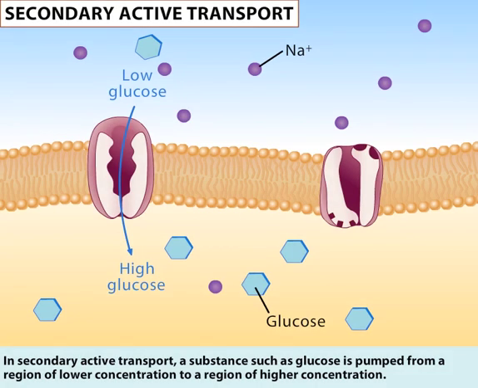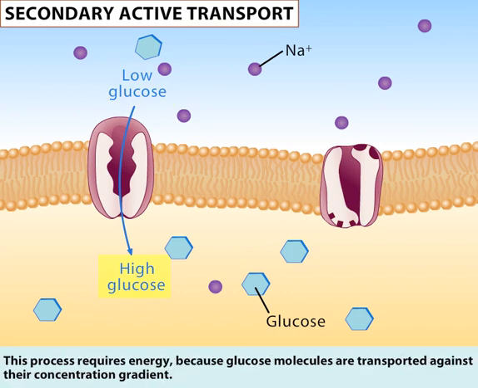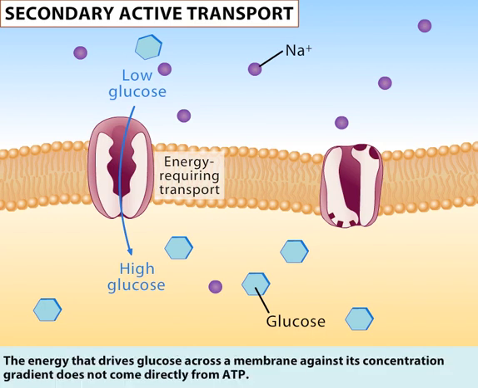In secondary active transport, a substance such as glucose is pumped from a region of lower concentration to a region of higher concentration. This process requires energy because glucose molecules are transported against their concentration gradient. The energy that drives glucose across a membrane against its concentration gradient does not come directly from ATP.